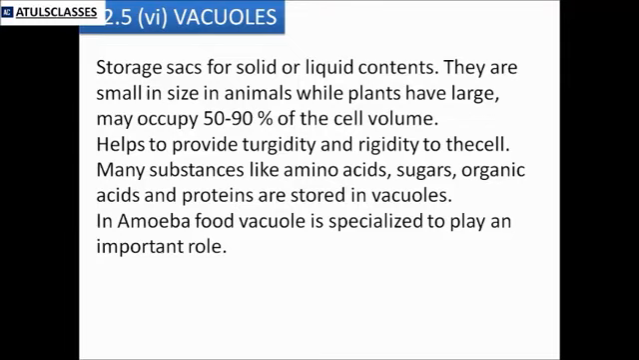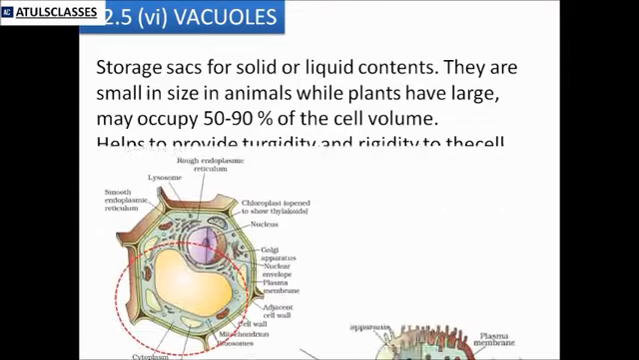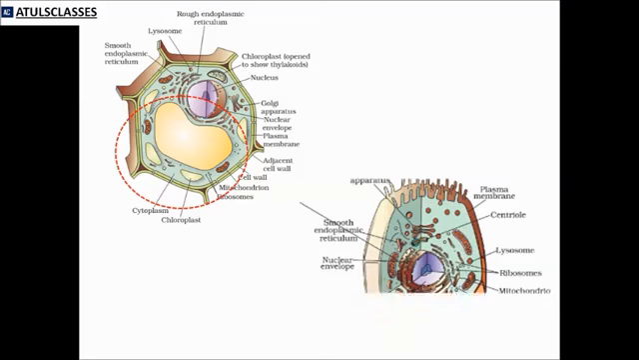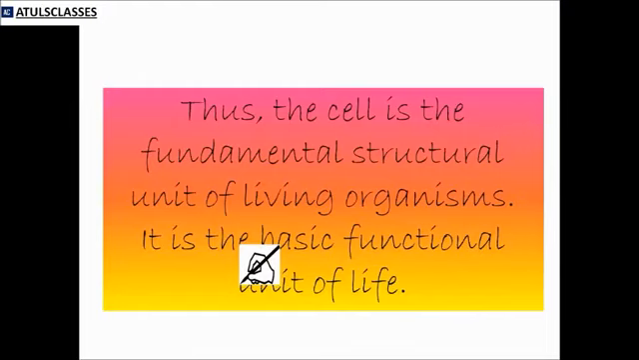You can see the plant cell and the animal cell. The vacuole is very big in the plant cell, but in animal cells the vacuoles are very small and many in number. Thus, the cell is the fundamental structural unit of living organisms, and it is the basic functional unit of life.